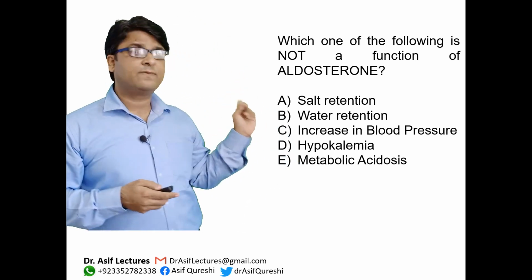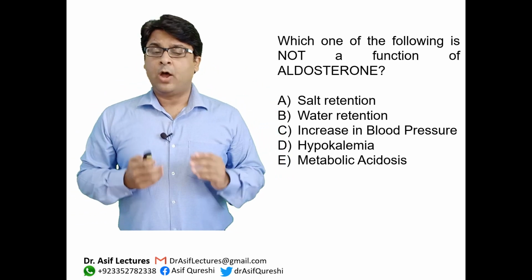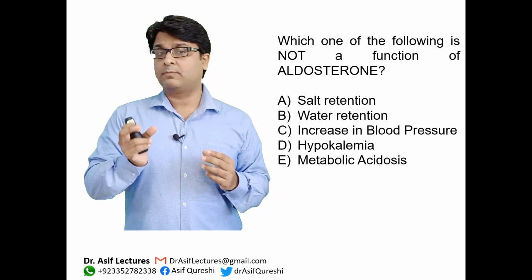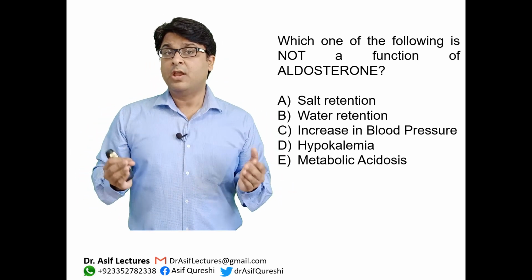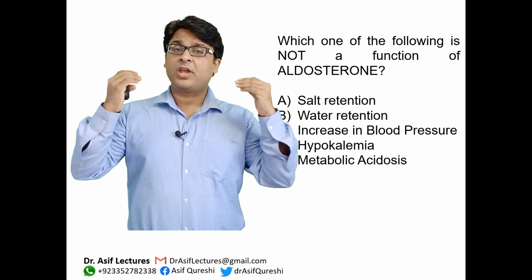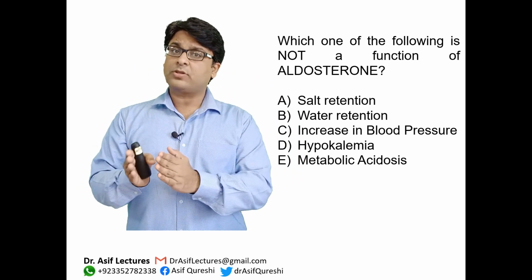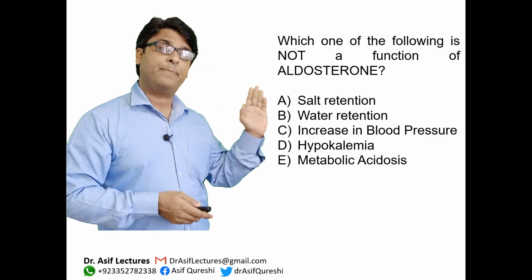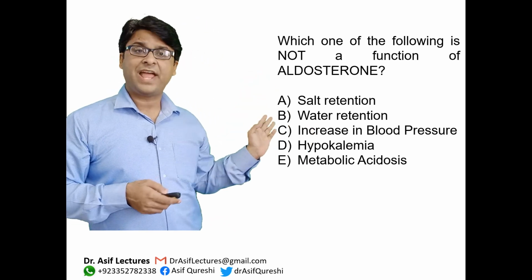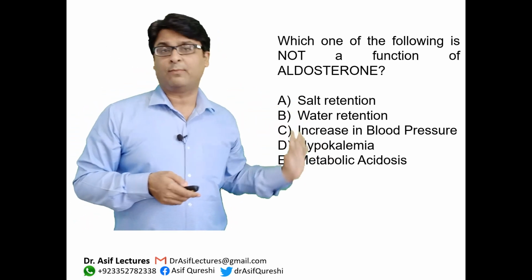The first question says, which one of the following is not the function of aldosterone? Now, usually in the examination, such questions saying "not" are difficult for the student because you need to memorize in your head what the functions actually are. Once you are very sure what the functions are, you can easily pick which one is not, okay? So let's see the options. Options are salt retention, water retention, increase in blood pressure, hypokalemia, and metabolic acidosis.